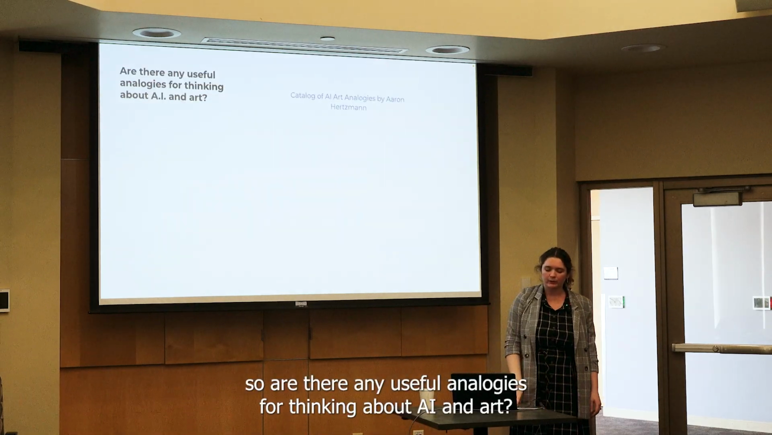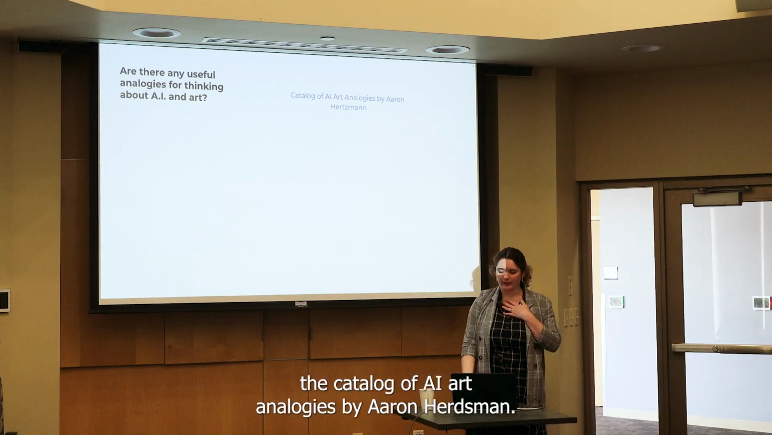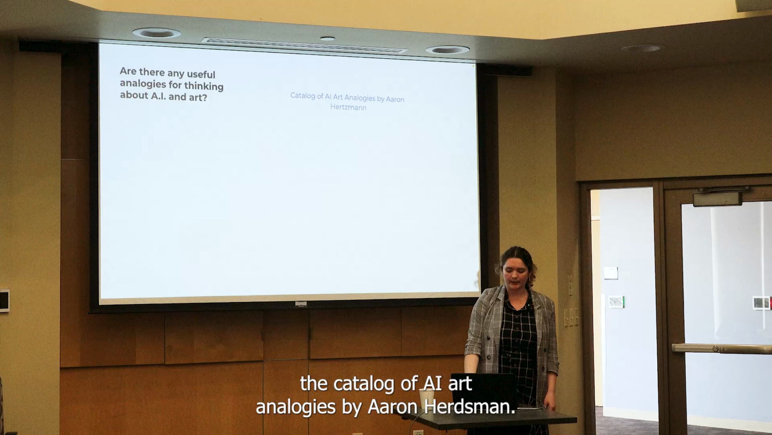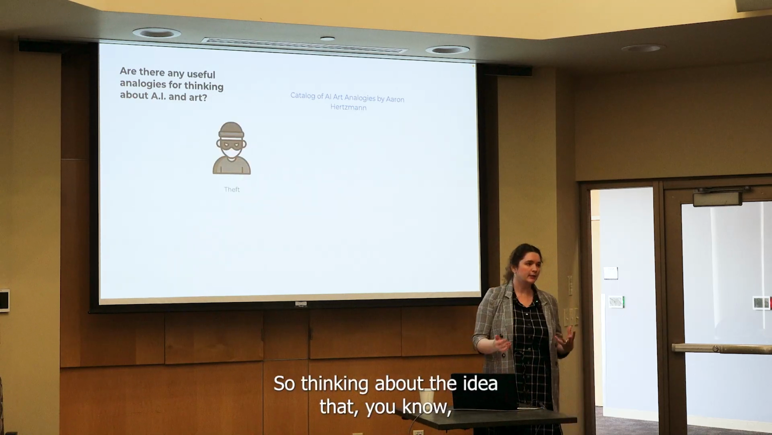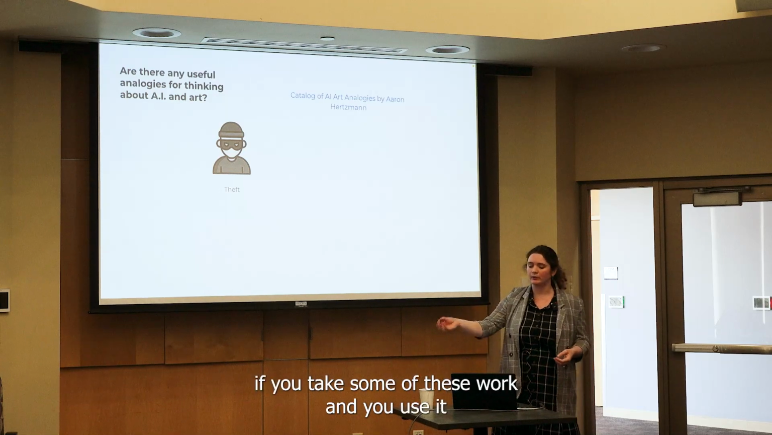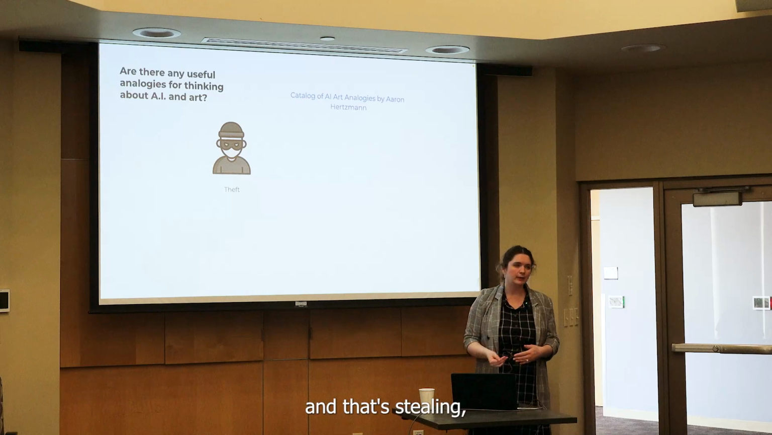So are there any useful analogies for thinking about AI and art? One of my favorites is the Catalog of AI Art Analogies by Aaron Hertzmann. So a very common one, right, is theft. So thinking about the idea that if you take somebody's work and you use it for your own purposes without their consent, then that's stealing.